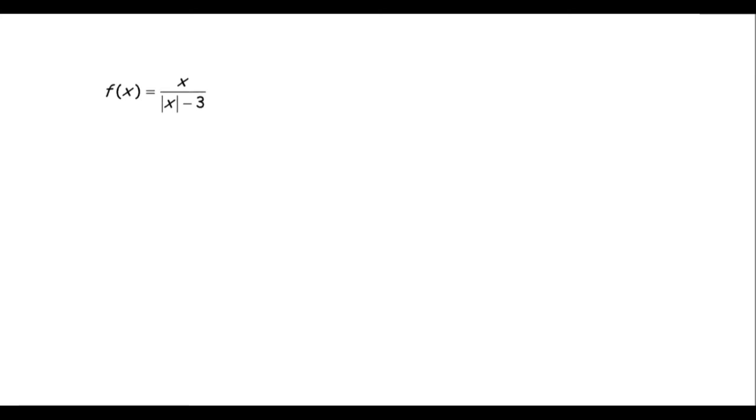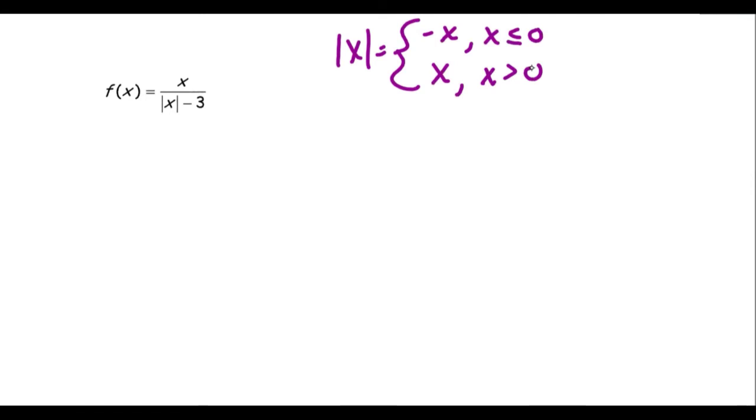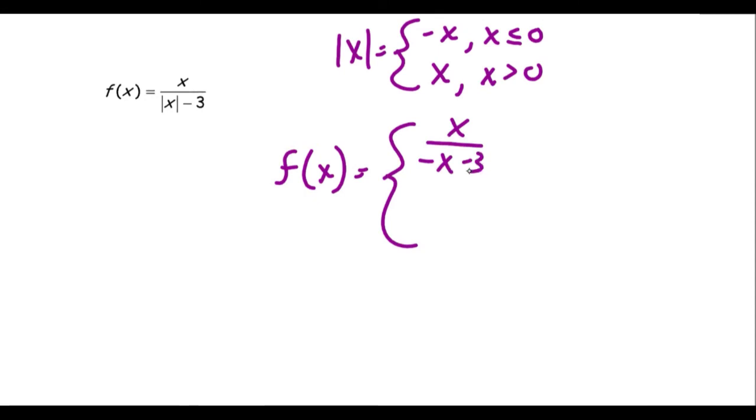And then it's going to be a lot like that piecewise we just did. All right, so the absolute value of x can be broken down to negative x when x is less than or equal to 0, and x when x is greater than 0. Agree with that? So that means f of x can now be rewritten as x over negative x minus 3, which replaces the absolute value with negative x, when x is less than or equal to 0. And x over x minus 3 when x is greater than 0.